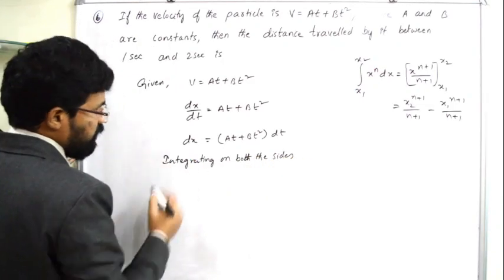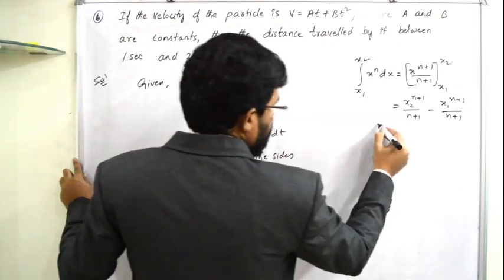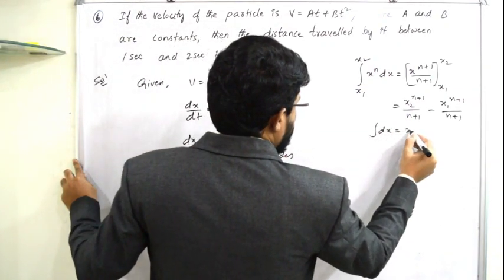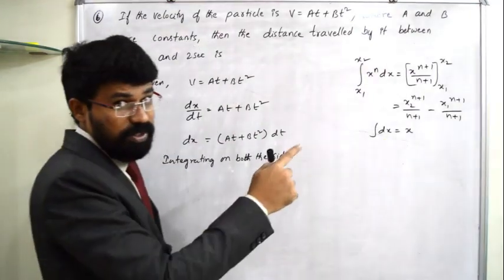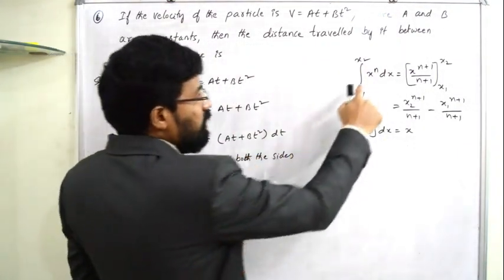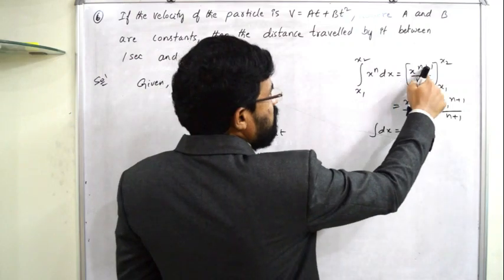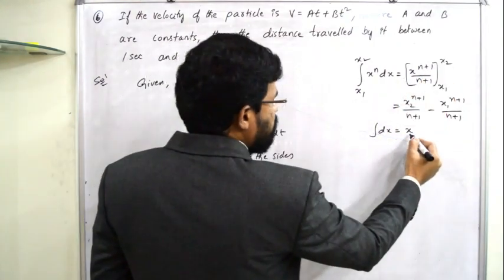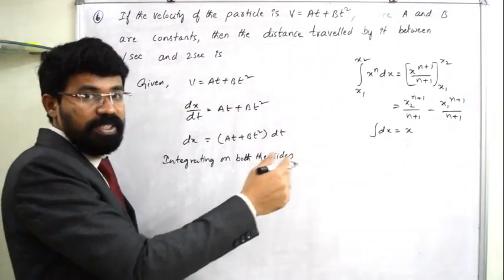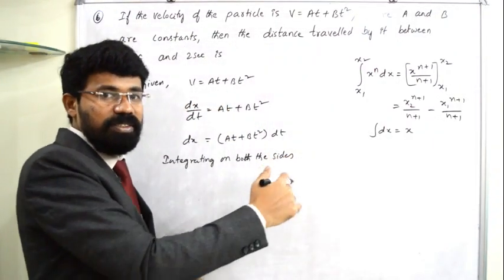But you will have integral dx. Remember children, integral dx is equal to x. In fact, this integral dx is written as integral 1 into dx. 1 can be written as x power 0, so x power 0 dx is what? x power 0 plus 1 by 0 plus 1. x power 0 plus 1 is x. So finally integral dx comes out to be x. Integral dx is x, integral dy is y, integral dt is t.